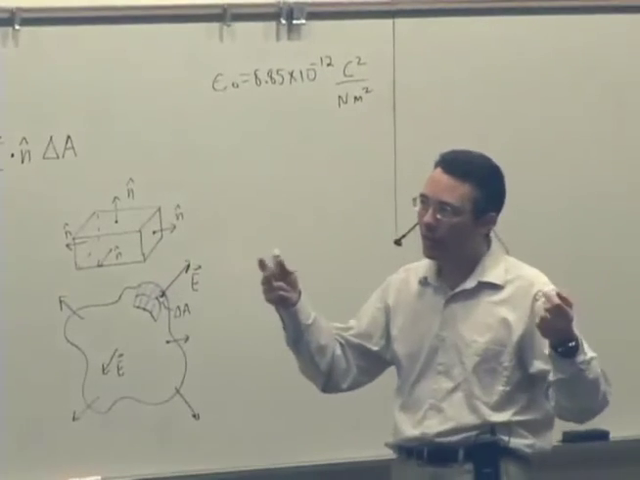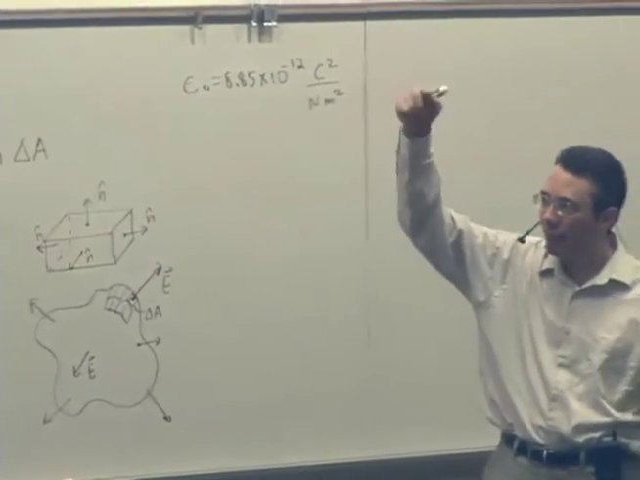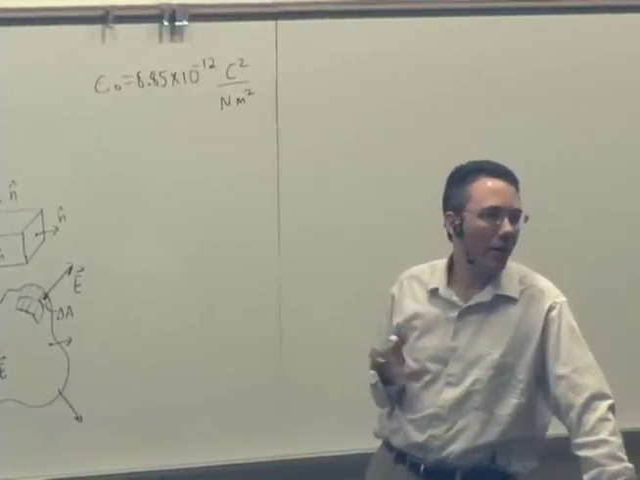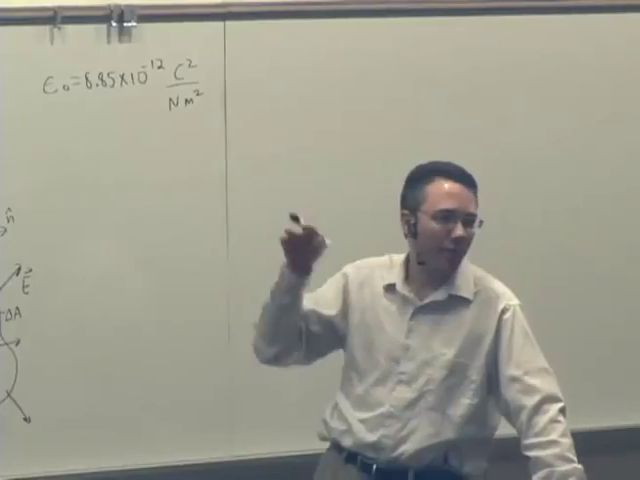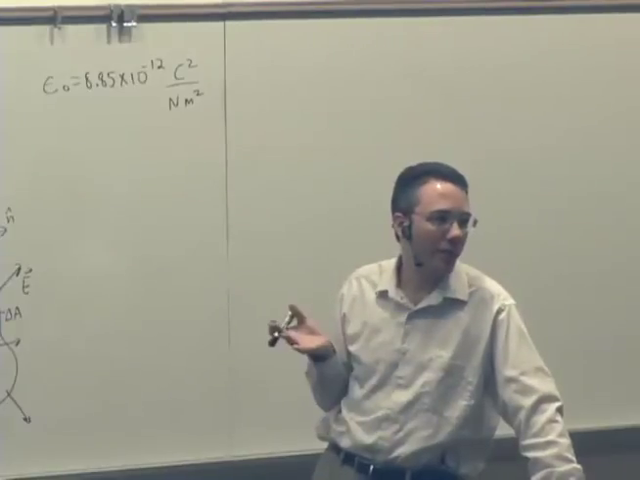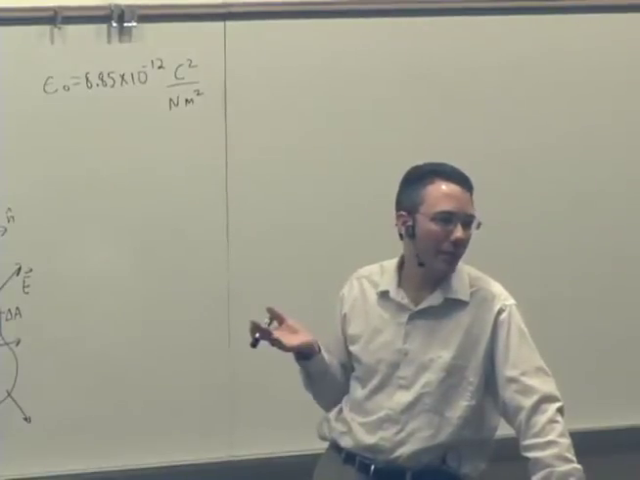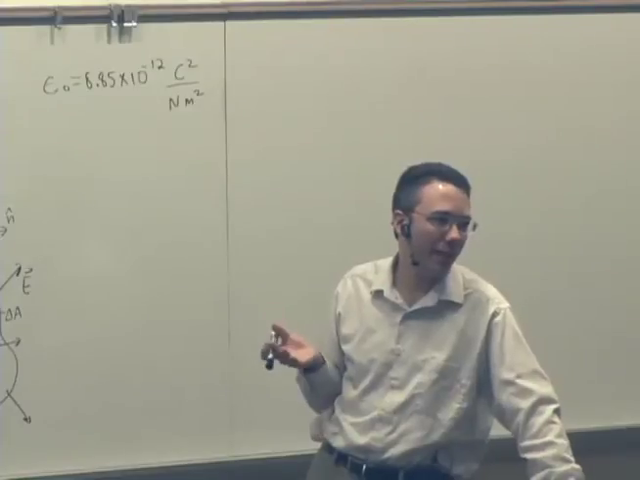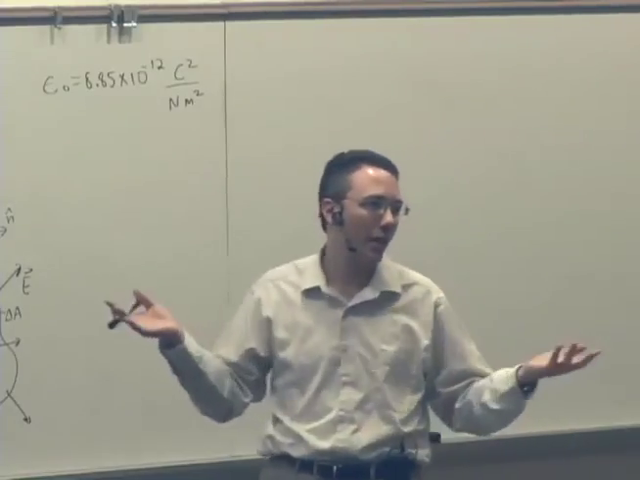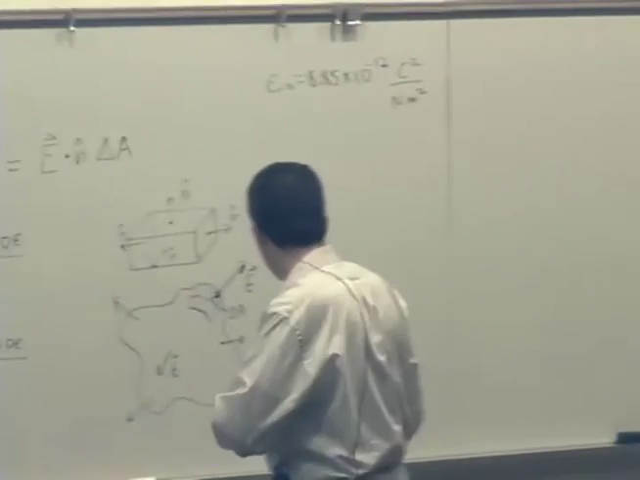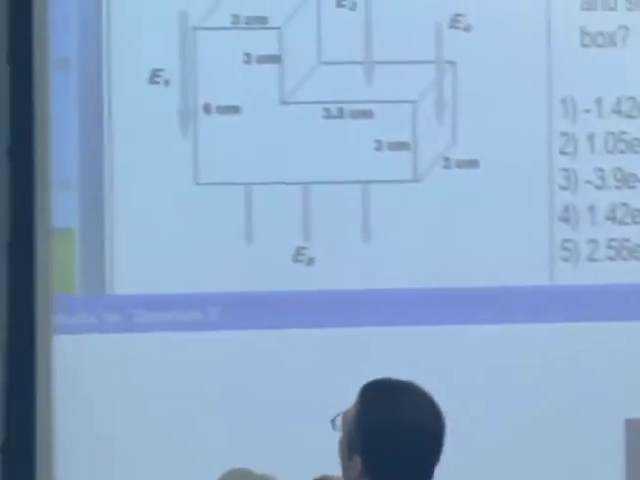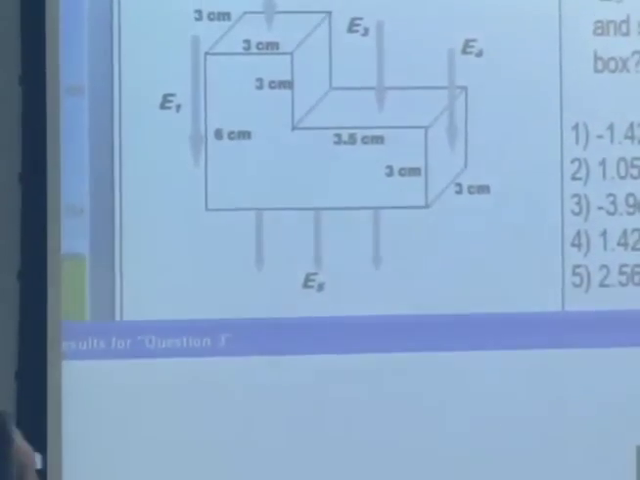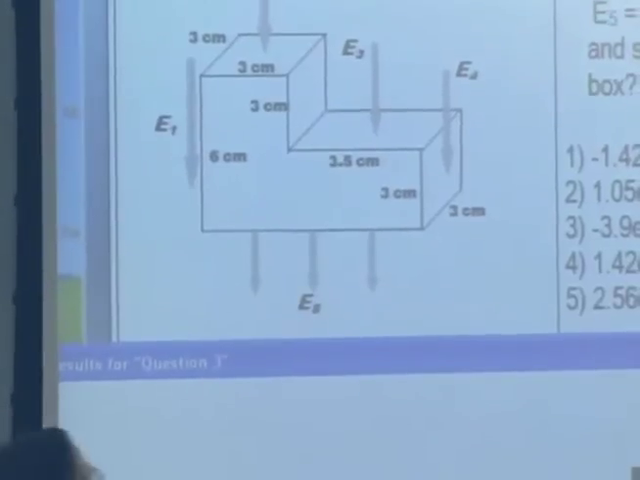Yeah, same area, but the fields on the top that are pointing in are larger than the field on the bottom pointing out, and so the top surfaces are going to give you what sign for flux? Negative. The bottom's going to be positive, but the top ones have a larger magnitude, right? So you can right away rule out any flux on what surfaces? What surfaces are going to give us zero flux? All right, the sides, right?